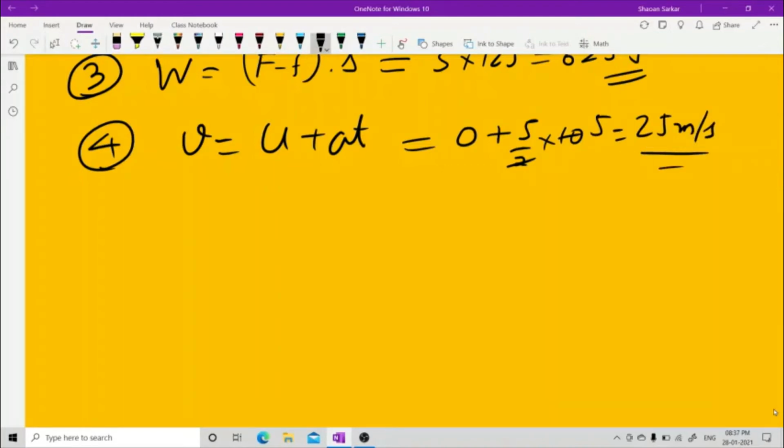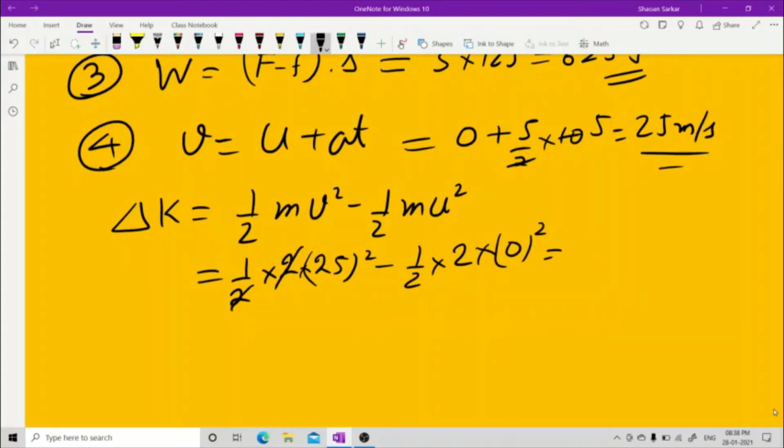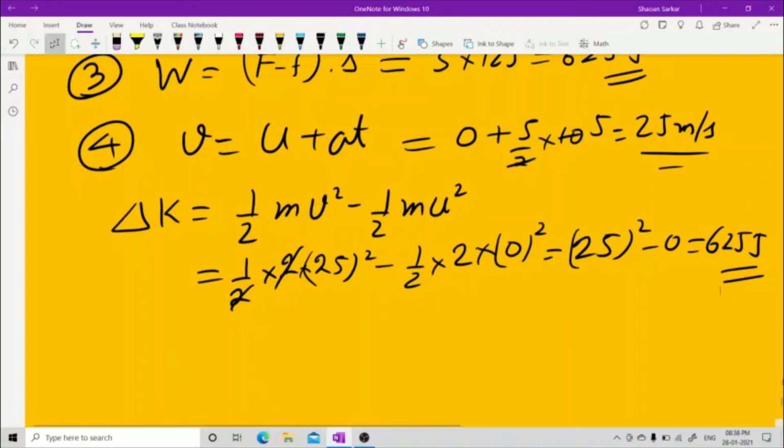Now they are asking you the change in kinetic energy. Change in kinetic energy is half m v squared minus half m u squared. Here m is 2 and v squared is 25 squared, minus half m u squared, where mass is 2 and initial velocity is 0. So the 2 cancels out, and you get 25 squared minus 0, which is 625 joules. This is also in joules. That is the way you do the problem. This problem is over. Next problem.